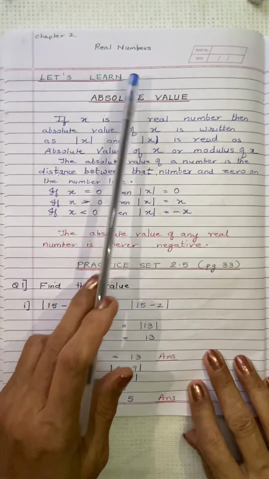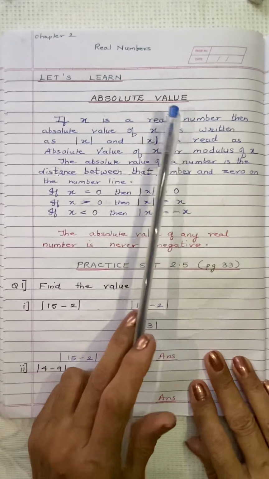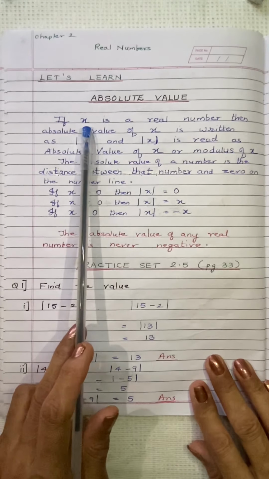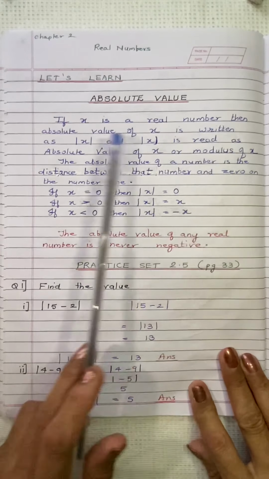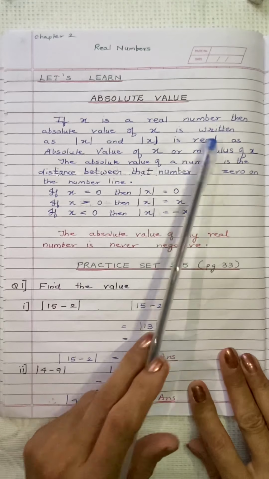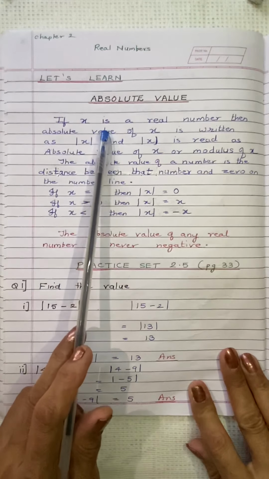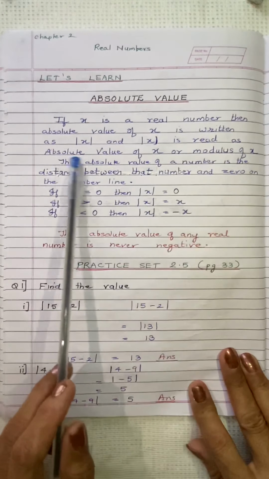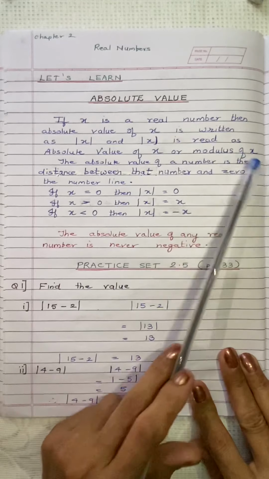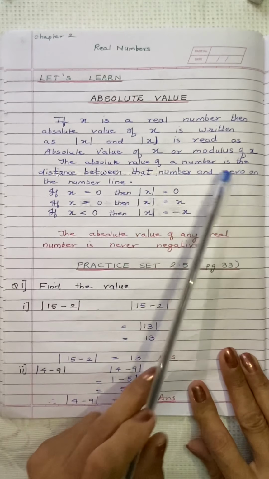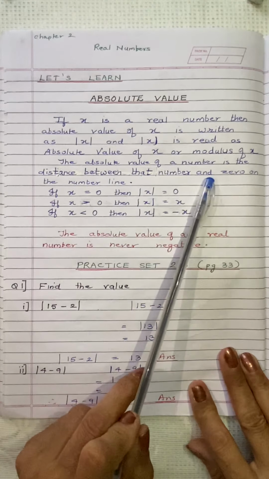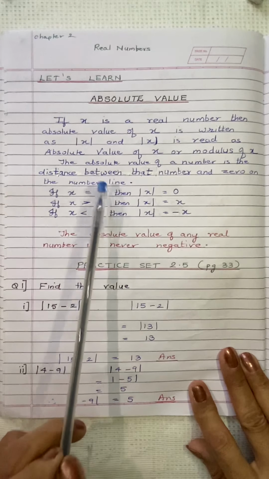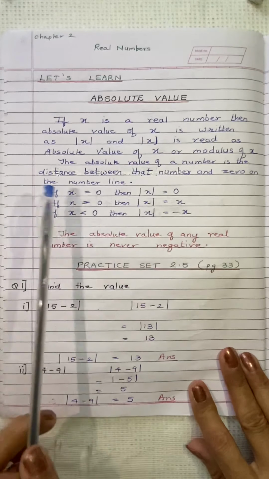Chapter 2 Real Numbers. Let's learn absolute value. If x is a real number, then the absolute value of x is written as modulus of x, and it is read as absolute value of x or modulus of x. The absolute value of a number is the distance between that number and 0 on the number line. So we are counting units, how many units it is.